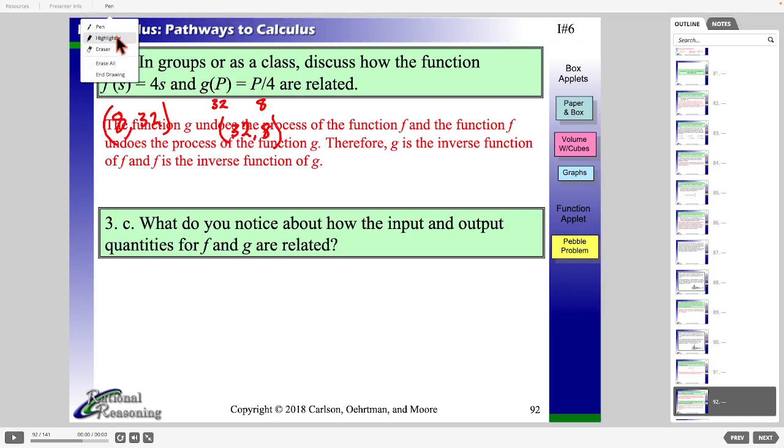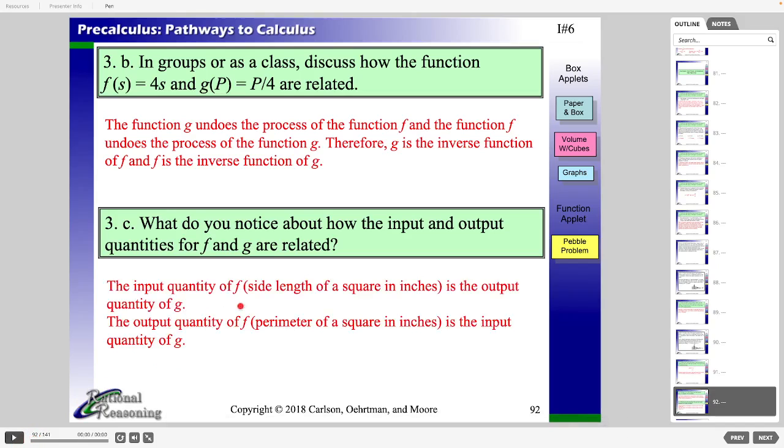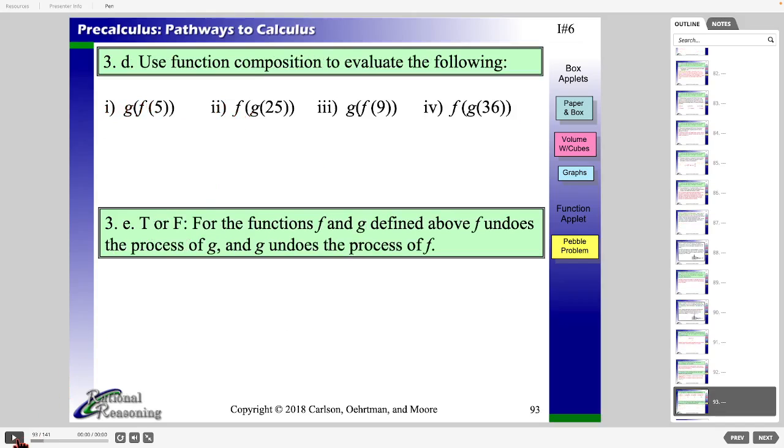So again, here's an explanation that can be given. And here's another one. The input quantity of f is the output quantity of g, right? They're just changing places. Very wordy, but that little example with the ordered pairs, if I just wrote them a little bit smaller, 8, 32, 32, 8. That's what's going to happen. Okay. And I guess we could put, this is inches. Well, they're both inches, but this is side length, perimeter. This is perimeter, side length. Okay.